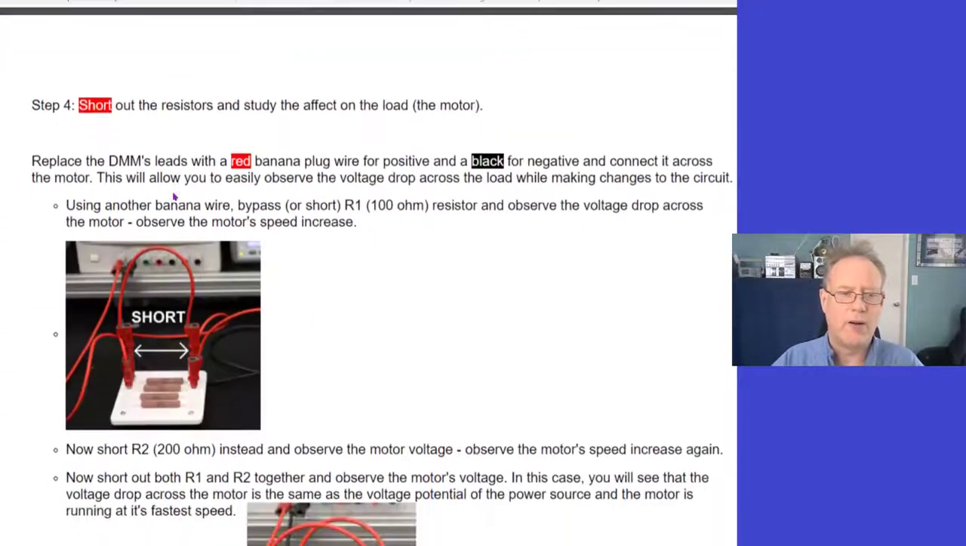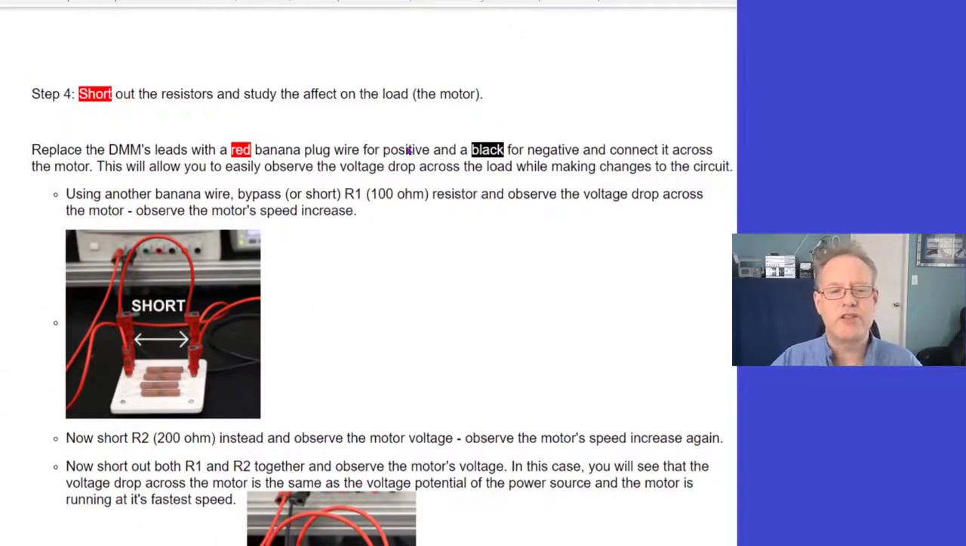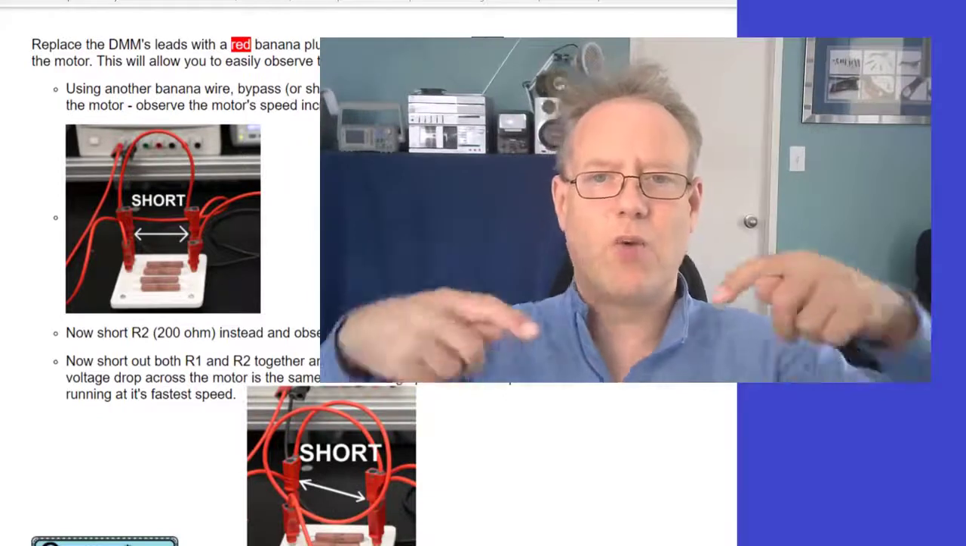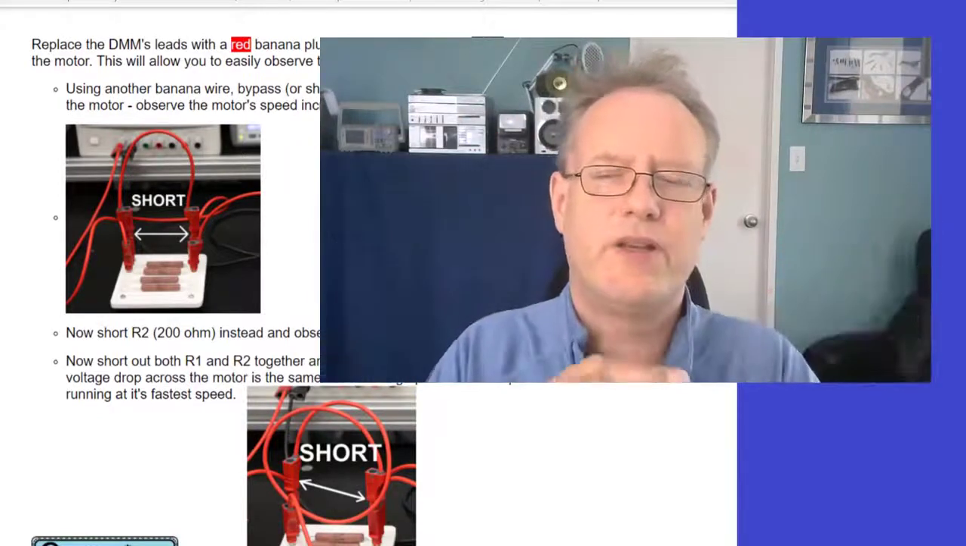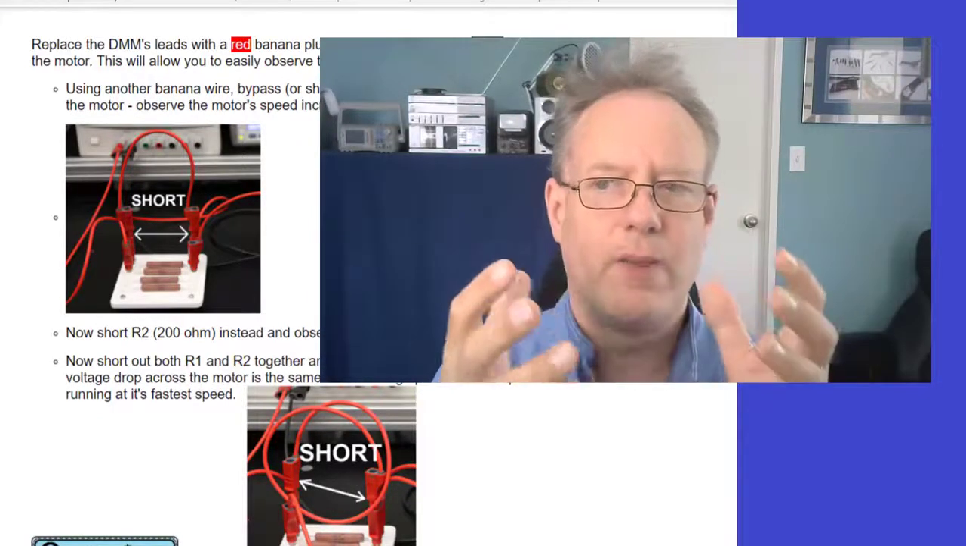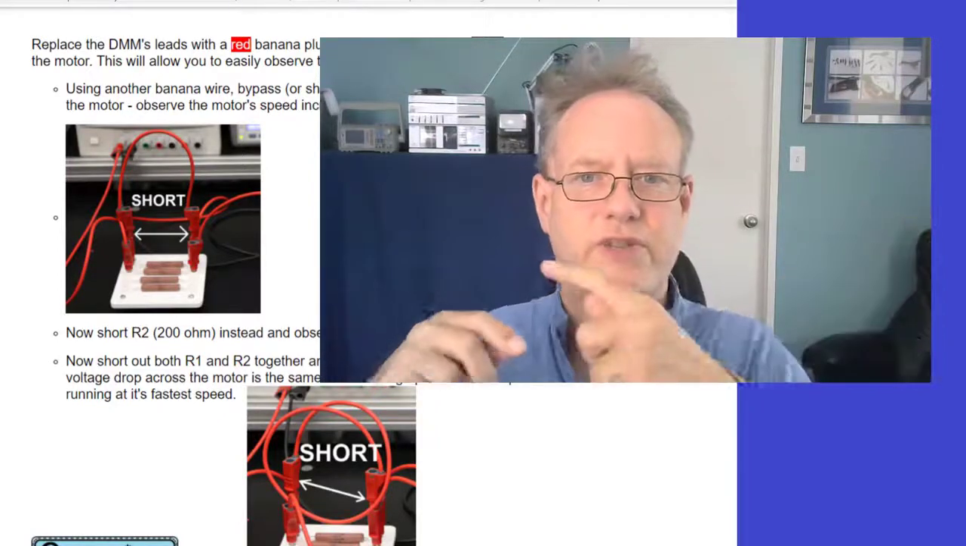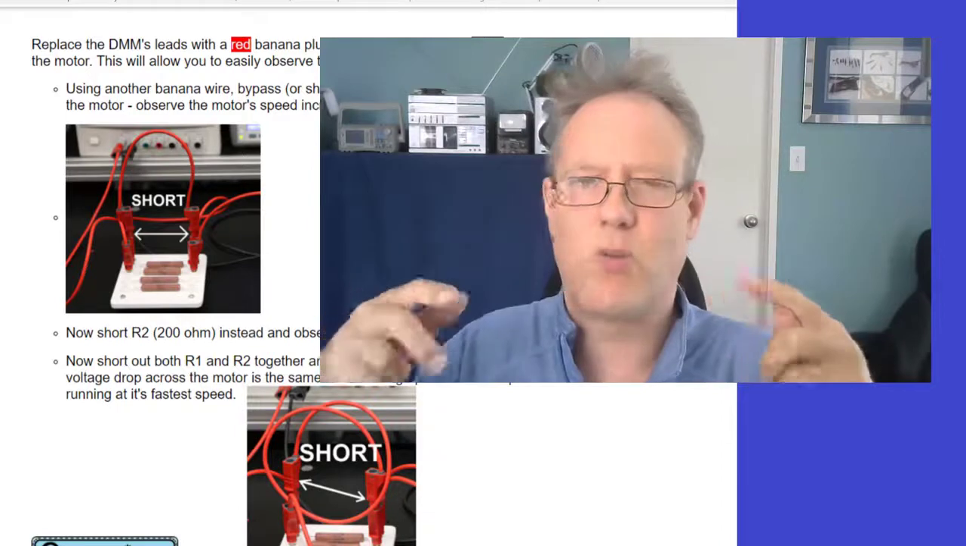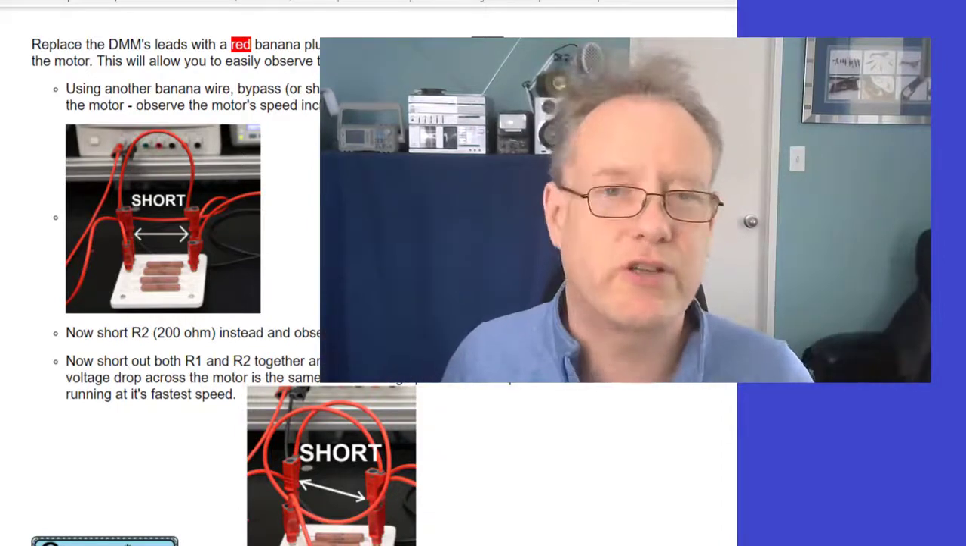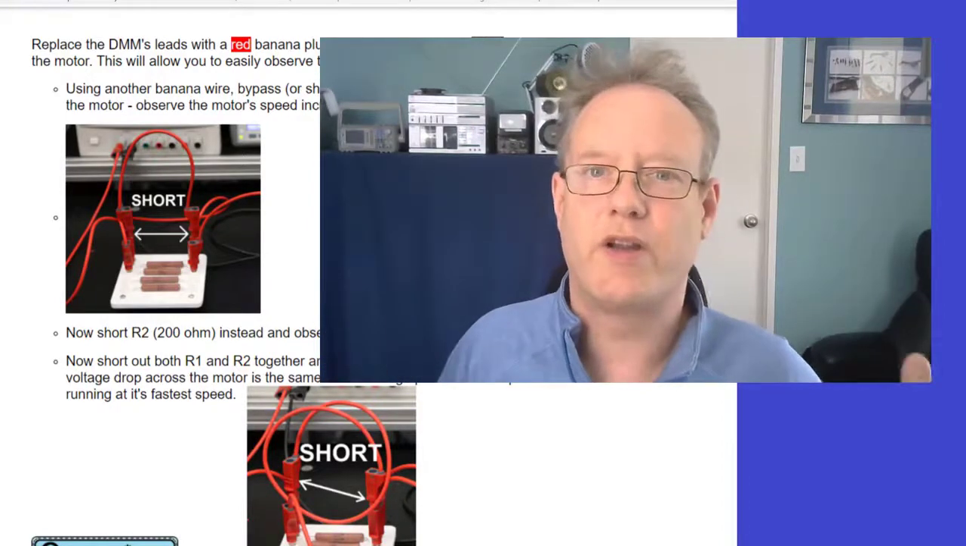Okay, and then you're going to short out the resistors. This is kind of cool. You're going to take a wire and short out the resistors. A short is where a wire crosses the whole resistor, so the current's not forced to go through the resistor. It jumps across the wire. The current doesn't go through the resistor. It's shorted by this wire.